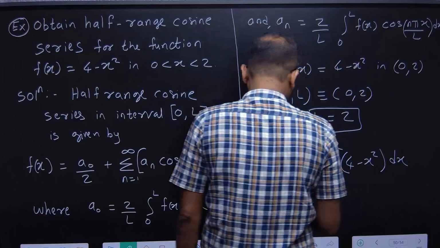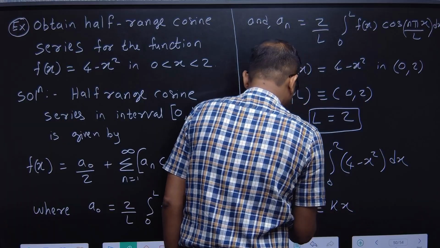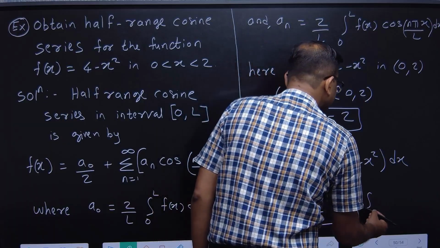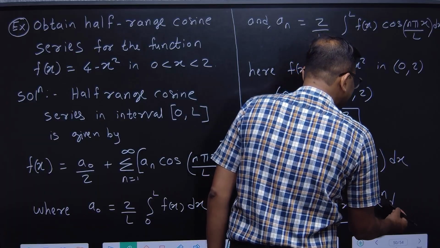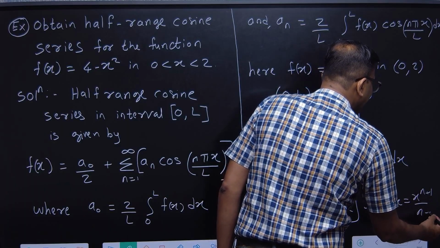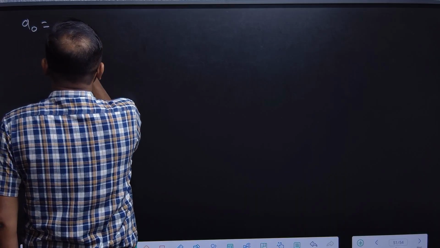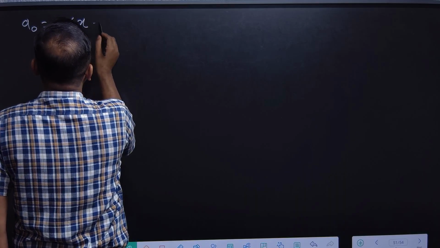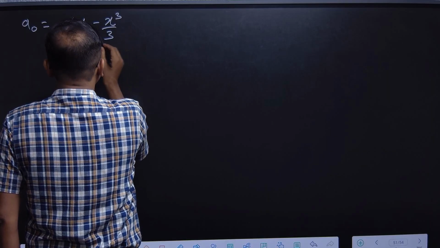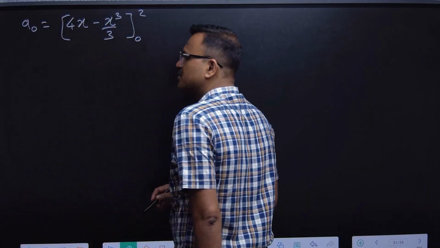We are substituting the respective value of L as 2 and f of x as 4 minus x square. If we integrate this, remember integration of k dx is k into x, whereas integration of x square dx, using the formula, integration of x raised to n dx is x raised to n plus 1 upon n plus 1. So we apply this formula, our a0 is going to be, that 2 gets cancelled, integration of 4 dx becomes 4x, integration of x square becomes x cube by 3, and the limits are 0 to 2.